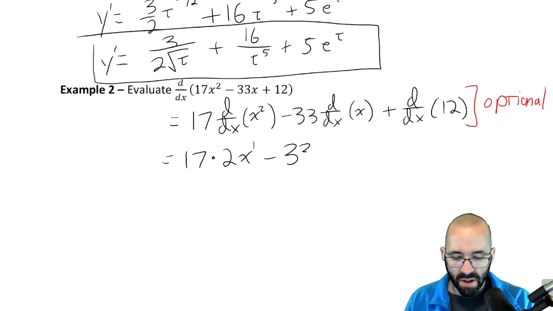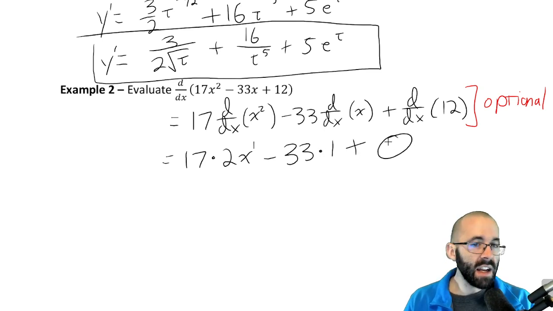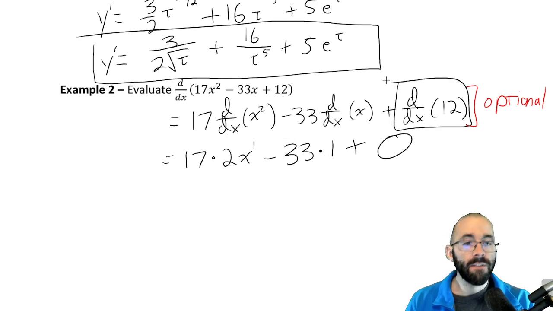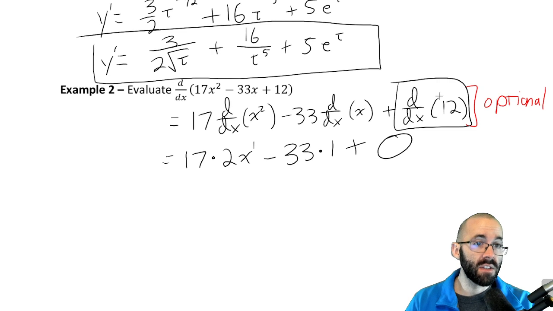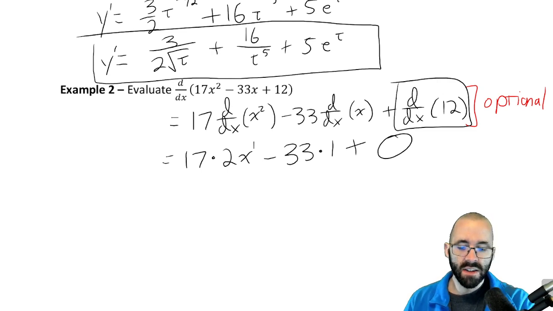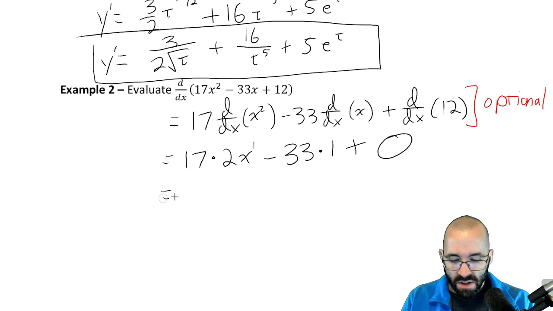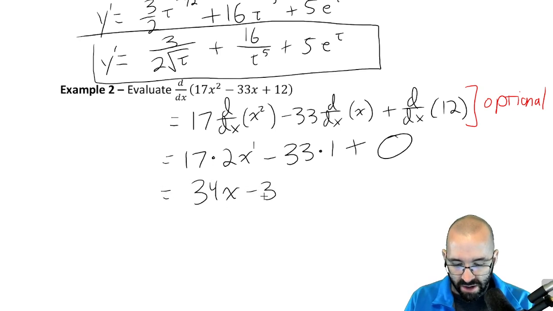So this will just be 33 times 1. And again, the derivative of any constant function is 0. There's a difference between constant multiple, which looks like this, 17 times the derivative, and a constant function, which is just the 12. Constant functions are flat lines. They have no slope. So we'll simplify this out and we'll get 34x minus 33.